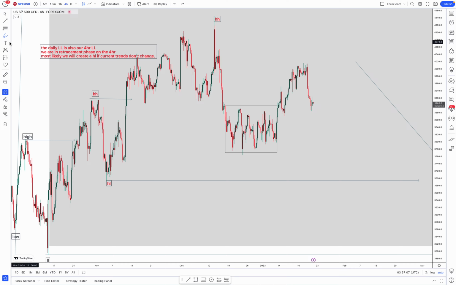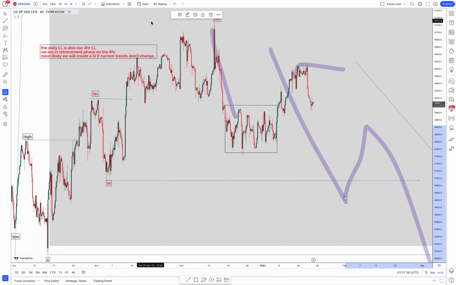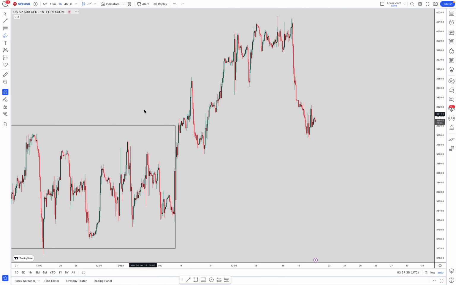So we will consider this and this. If a lower high is created here and a lower low is created, we'll consider this whole thing as an impulse, and then we'll catch on the retracements and sell it down. Okay. All right, that's the 4 hours. Let's go to the 1 hour.